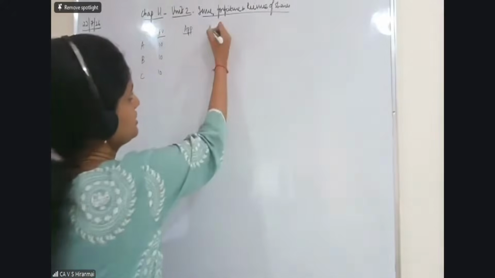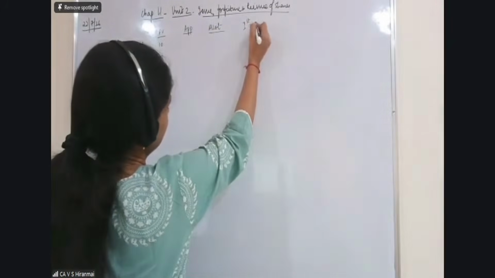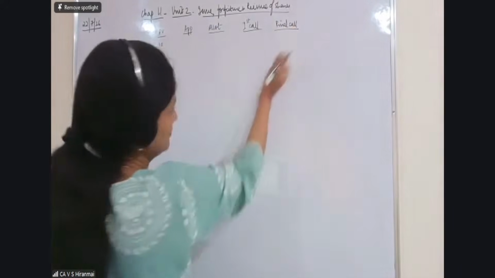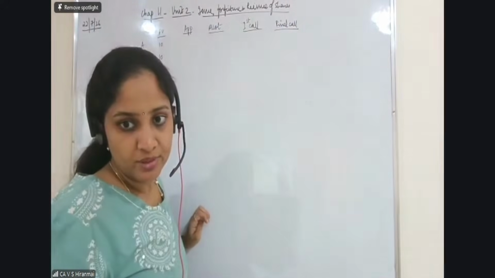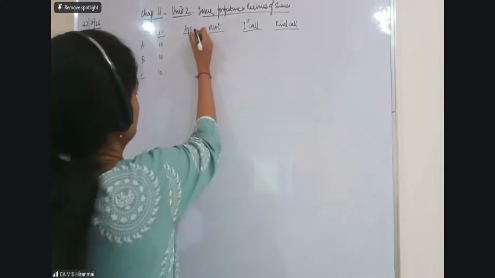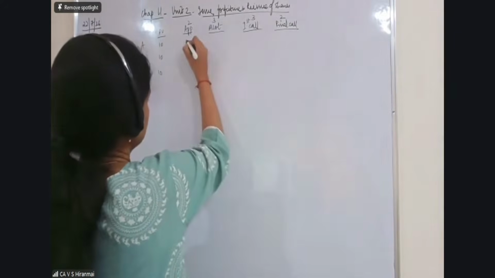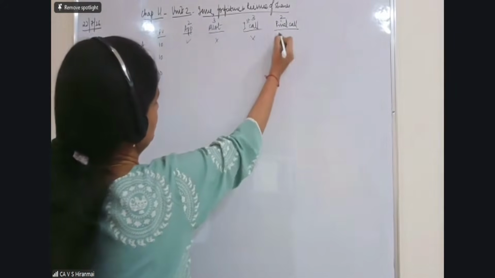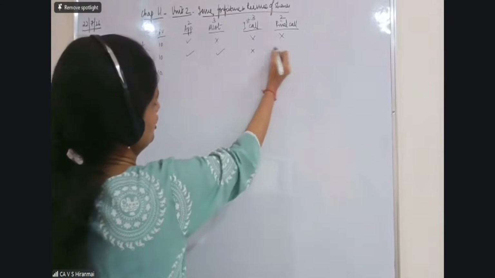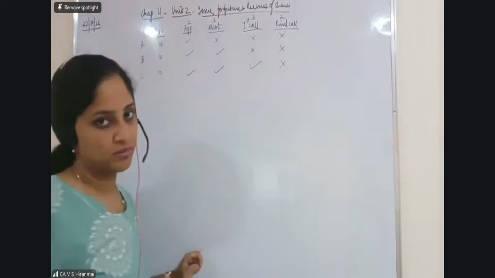Application, allotment, first call, and final call. 2, 3, 3, 2. This person has paid only this. So he has not paid all these three. This person has paid these two, not paid this. And Mr. C has paid three and not paid this call money alone.